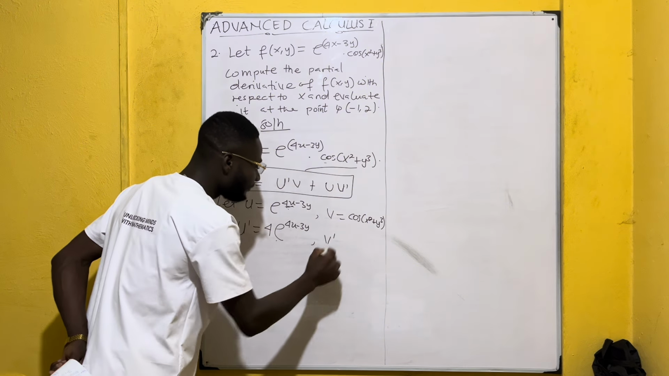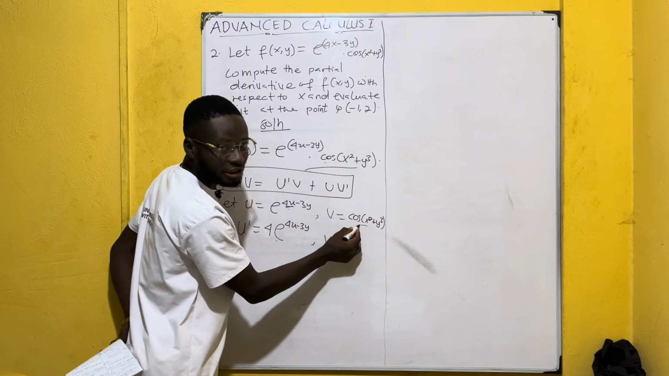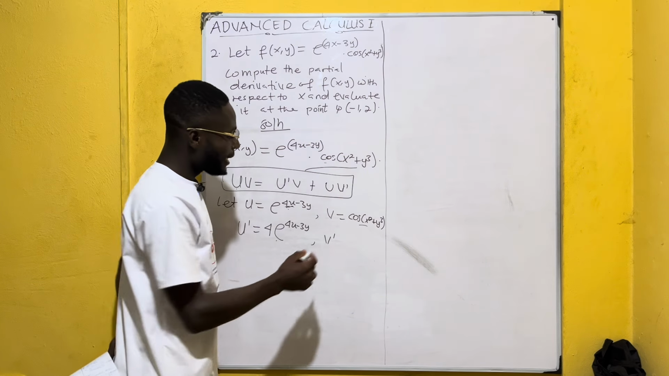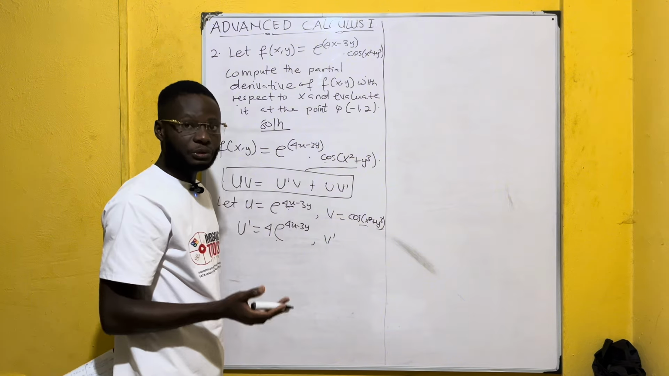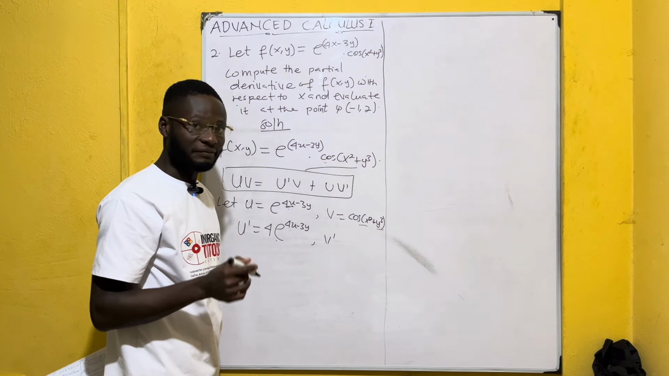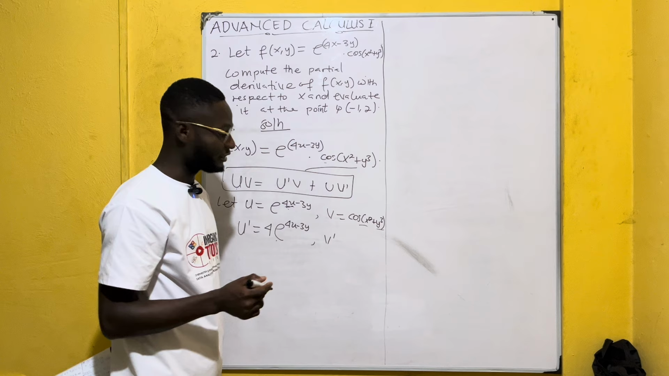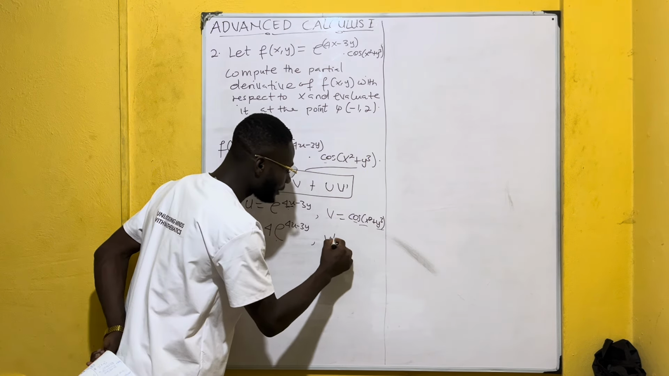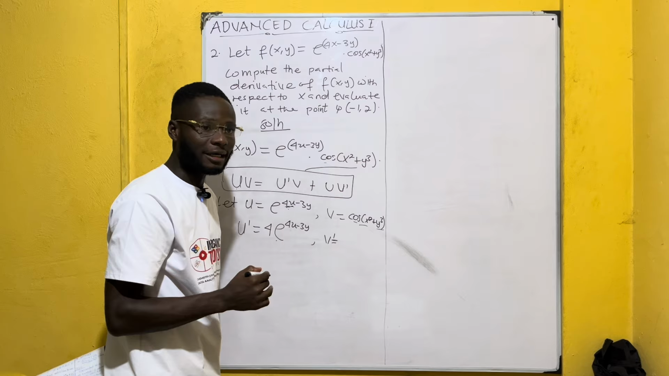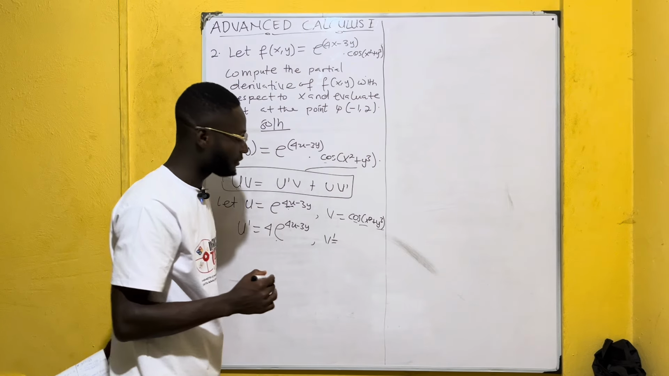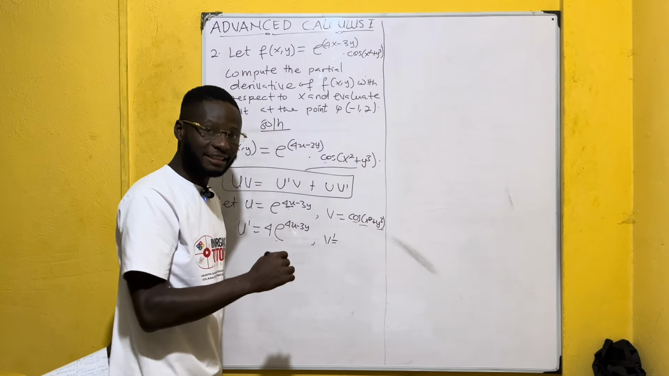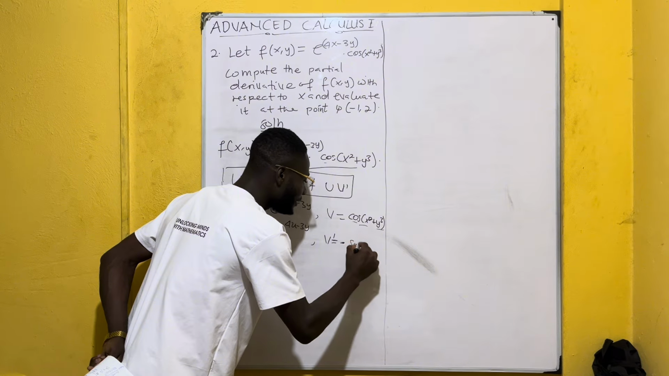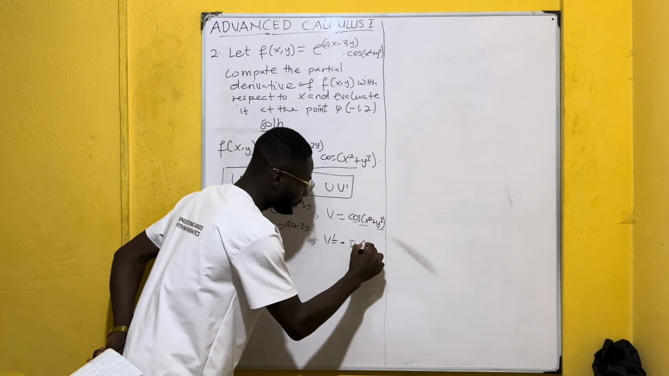Then v prime means we are going to differentiate cos of x squared plus y cubed with respect to x. First of all, you know that we are going to use implicit differentiation. So we differentiate cos, and then we have a negative sign. Remember this trick for trig derivatives: if you differentiate cos, you have a negative sign. So we have a negative sign, then we write the function.